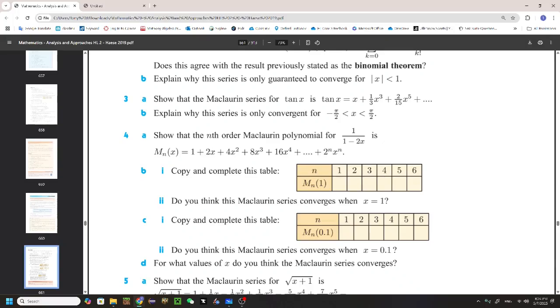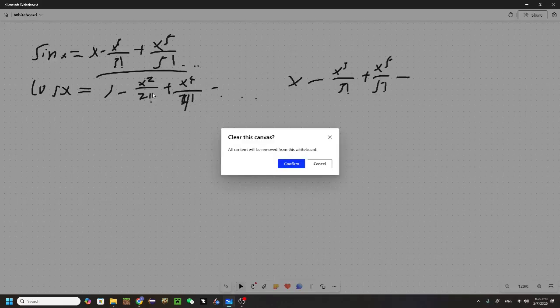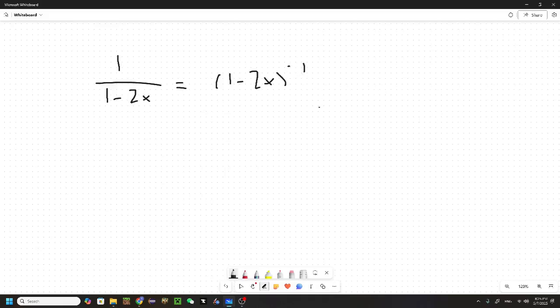We're actually going to skip number 3 and jump straight to number 4. So we're going to be proving that the Maclaurin series for this function is this. Let's get started with this one. I think it was 1 over 1 minus 2x. So we can rewrite this as (1 minus 2x) to the power negative 1, which is easier to read for me personally, but it's up to you how you write it.